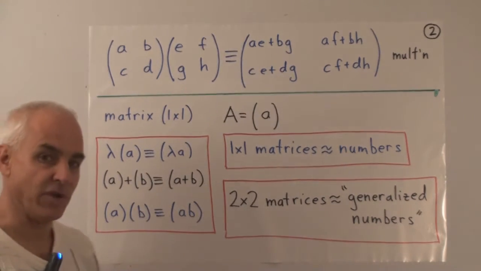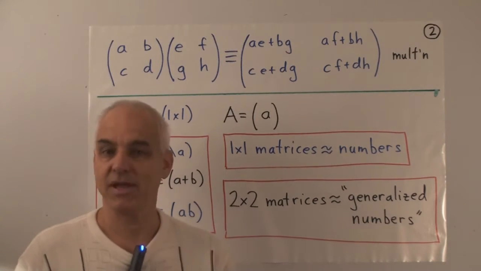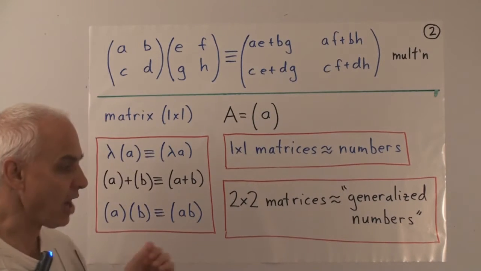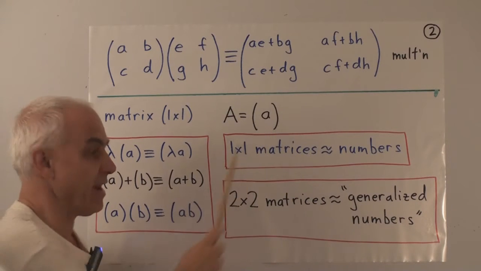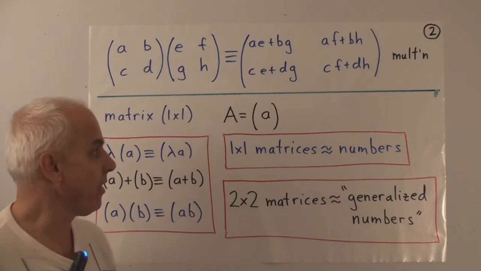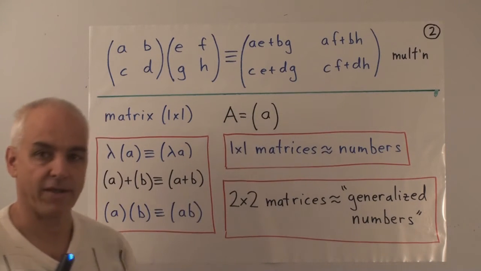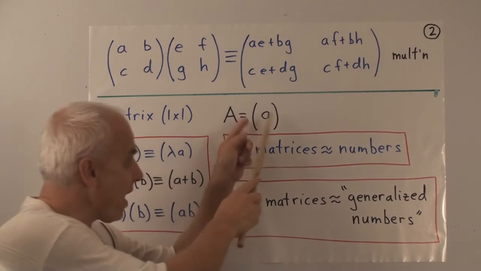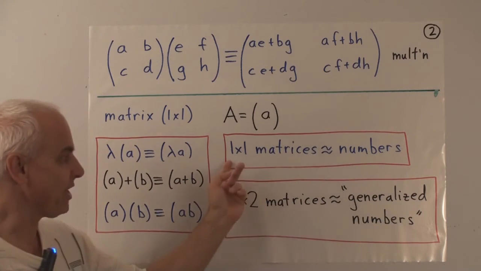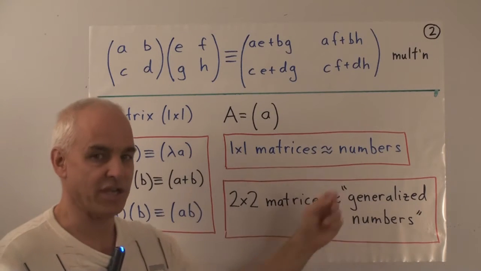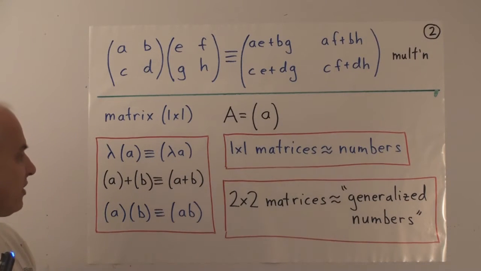A 1x1 matrix is almost the same thing as a number, but not quite. So here is a 1x1 matrix. It consists of a number, A, so A is a number, enclosed in round brackets. The round brackets means that it's not quite a number. But we can see that 1x1 matrices are essentially numbers, except for the brackets. It's really not much different.